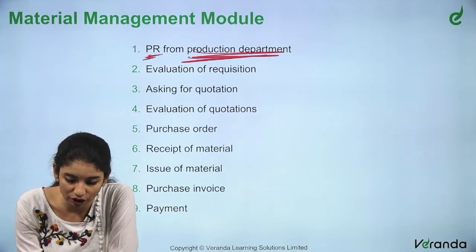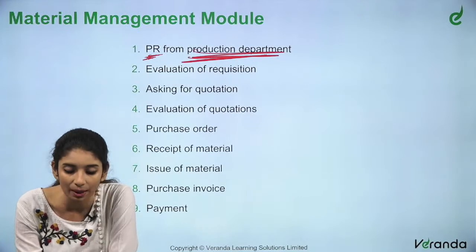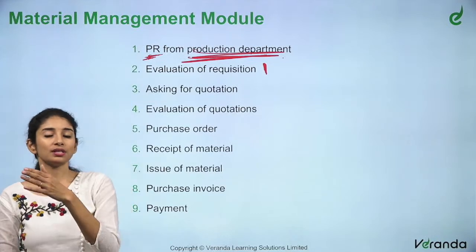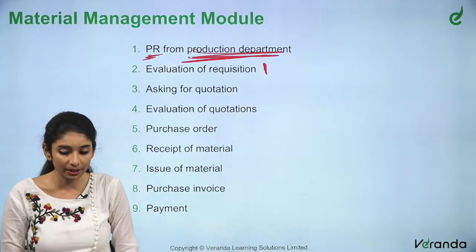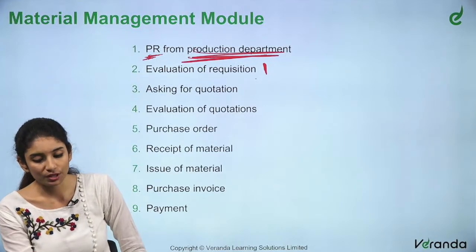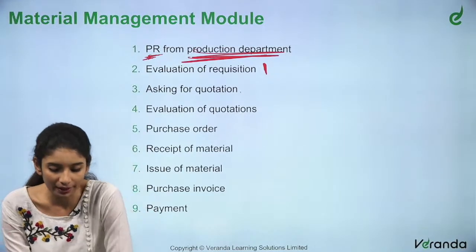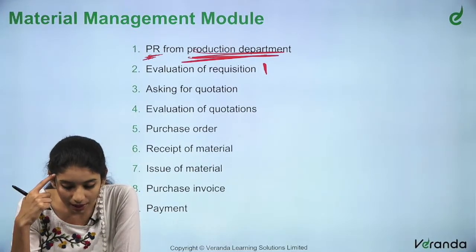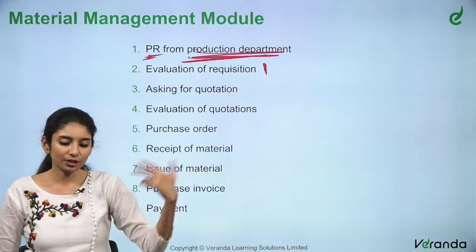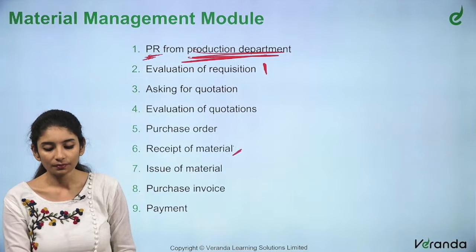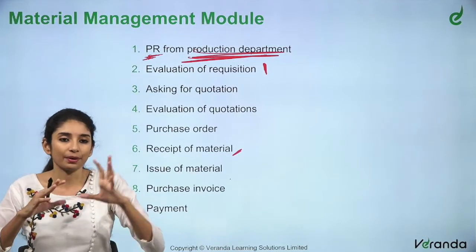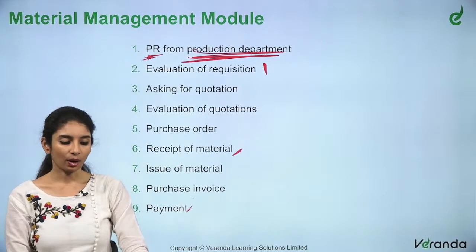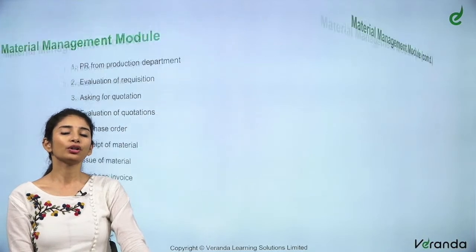The purchase requisition from the production department needs to be received and entered into the ERP system. Evaluation of requisition: do I have any controls to check that, okay, this is received, but have you checked if they really need that or it's a dummy requisition? Asking for quotations from many suppliers, evaluating the quotations. All this needs to be put in the system. Generating a purchase order. Receipt of material. Issue of material to the production department. Whatever material I've got, I issue it to the production department, and I make the payment for it and account for it. Clear? So, material management module, very simple.